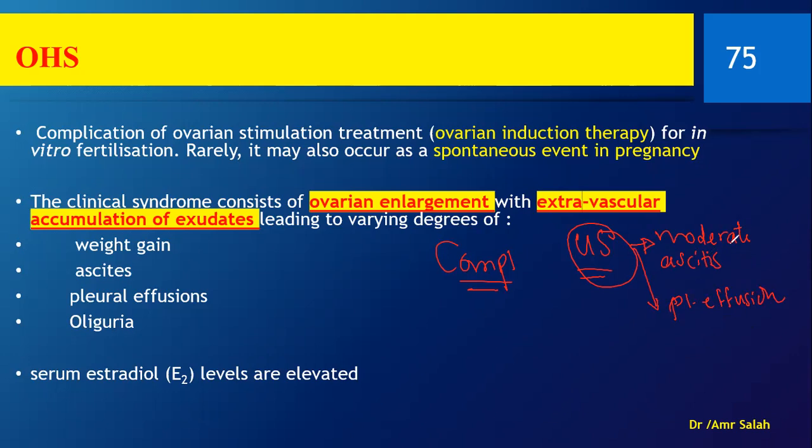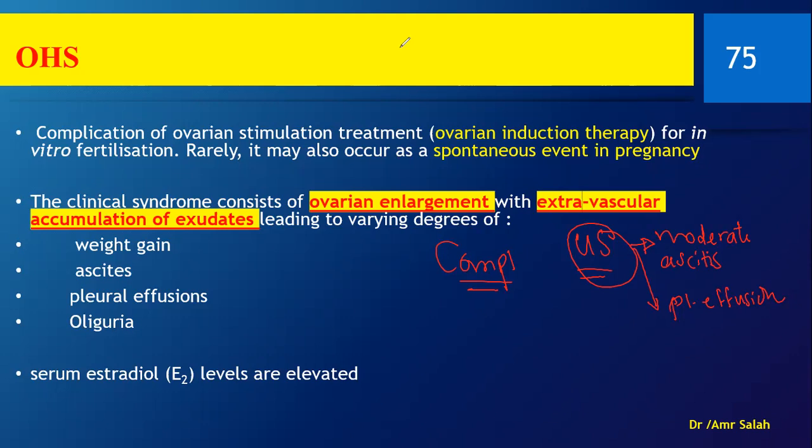Okay, so if it's just in her abdomen, that will mean she's moderate complication. If it's in her lungs too, the ascites, the effusion, this would mean that she's having rather severe complication to the ovarian hyperstimulation syndrome, to her ovarian induction drugs. Okay, so this is the syndrome.